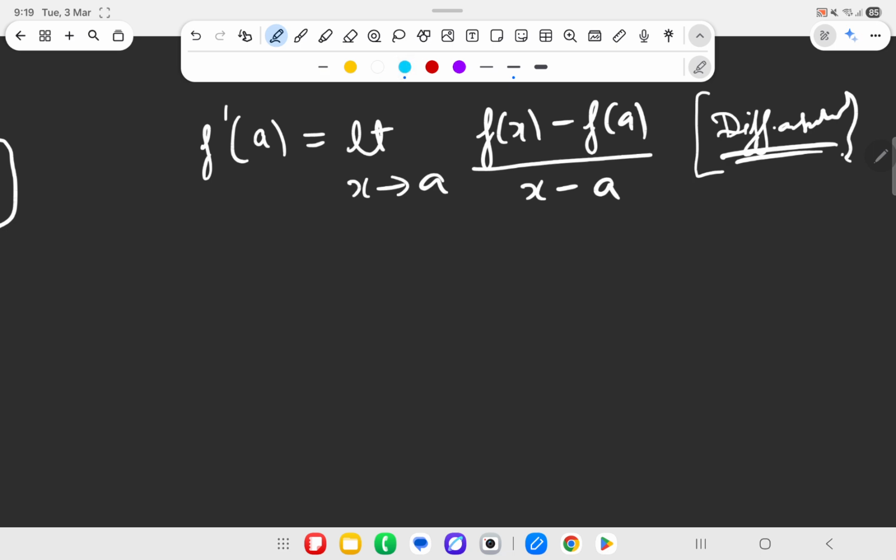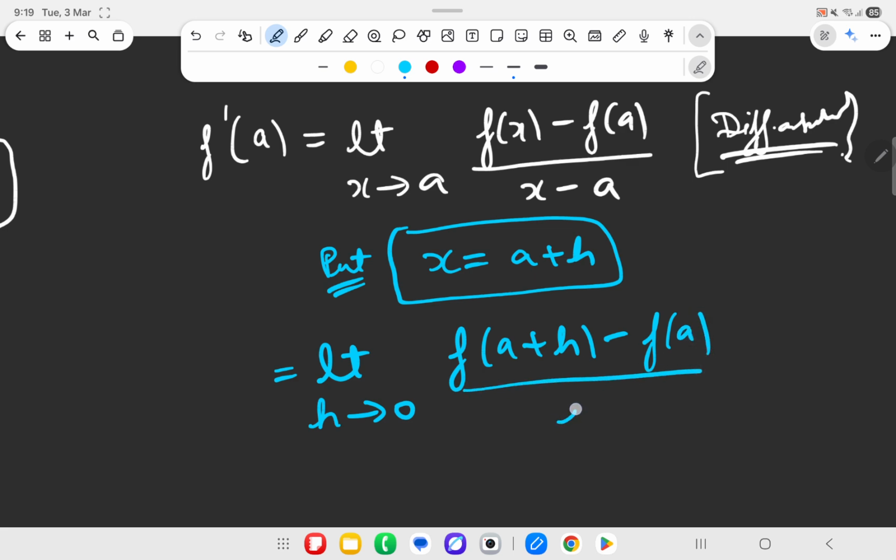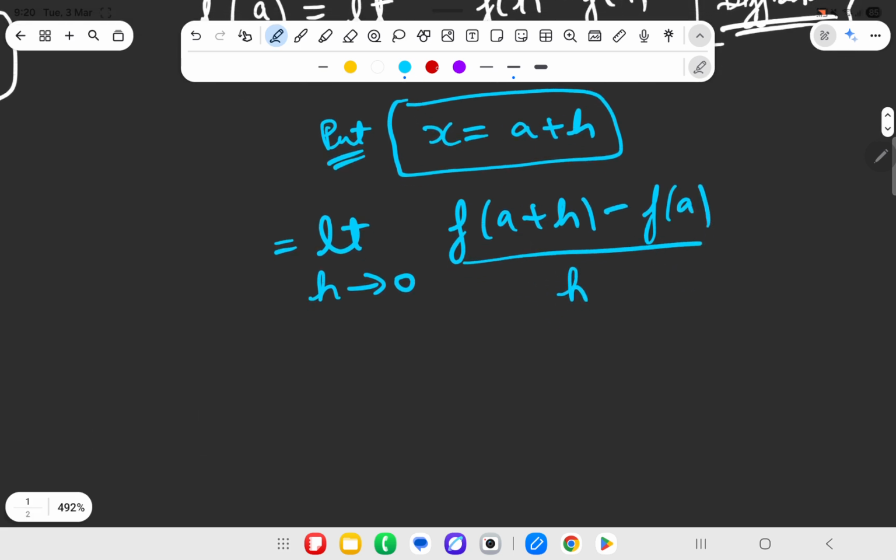But now, if I want to change the variable, suppose I put x equal to a plus h. Now my formula converts into the limit as h approaches 0 of f of a plus h minus f of a, divided by h. This is the derivative at a point a, but I want a formula which is not for a particular point a, but for a general point.